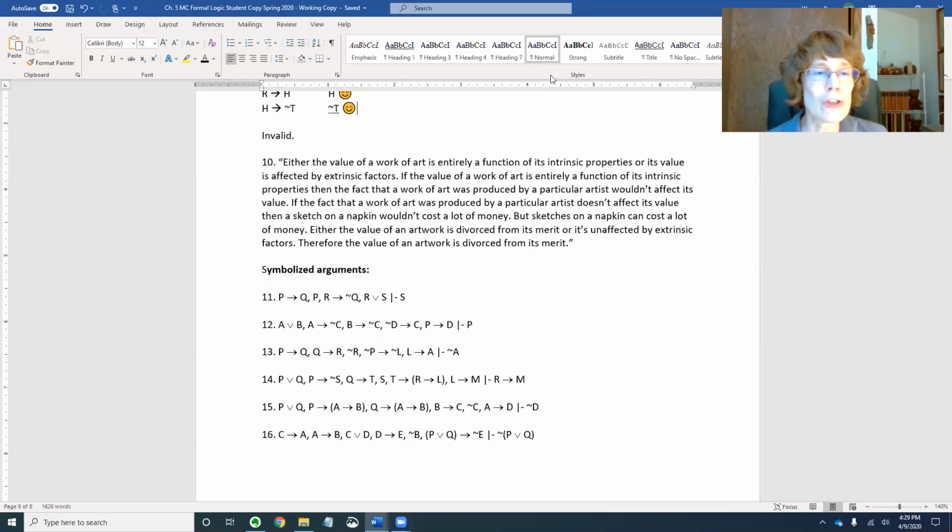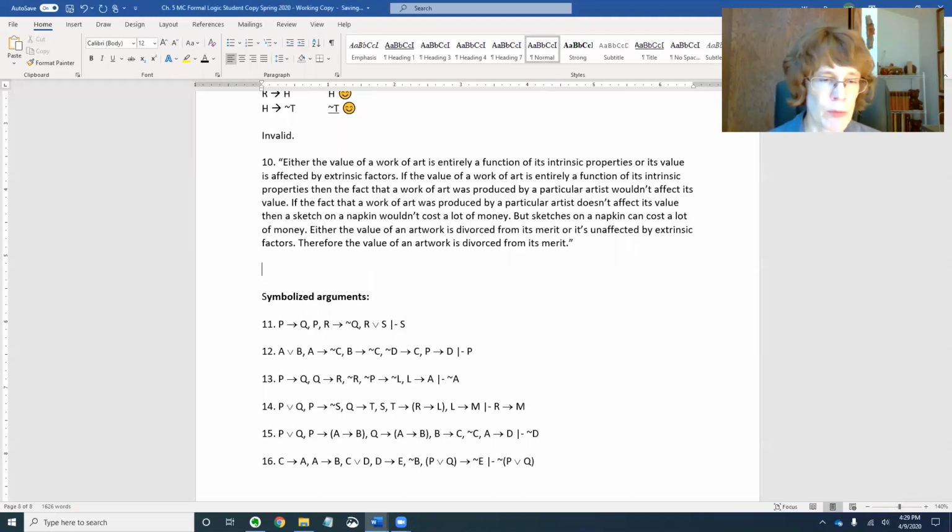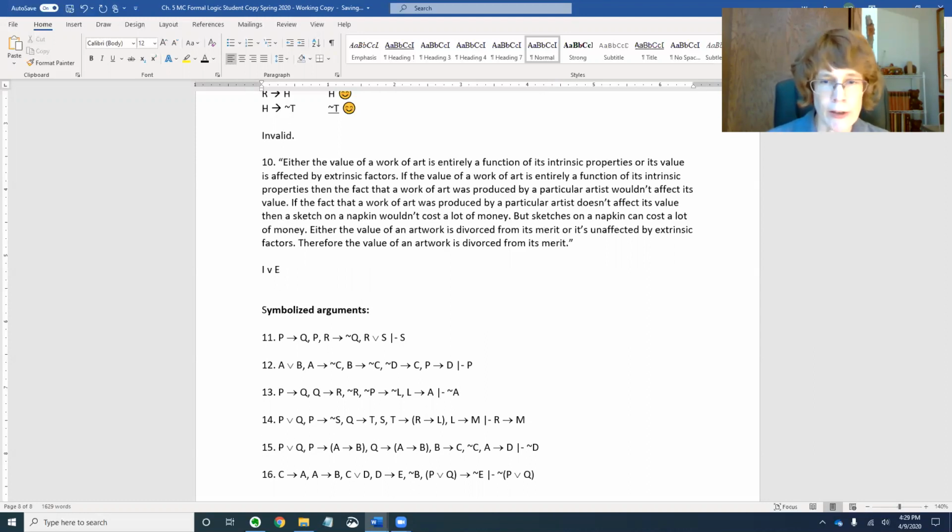Let's turn our attention to number 10. Either the value of an artwork is entirely a function of its intrinsic properties, or its value is affected by extrinsic factors. So let's let that be I or E: it's entirely intrinsic or it's affected by extrinsic. If the value of a work of art is entirely a function of its intrinsic properties, so if I, then the fact that a work of art was produced by a particular artist wouldn't affect its value. So let's say it's not the case that the artist matters.